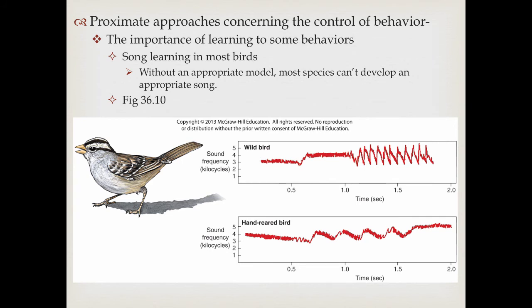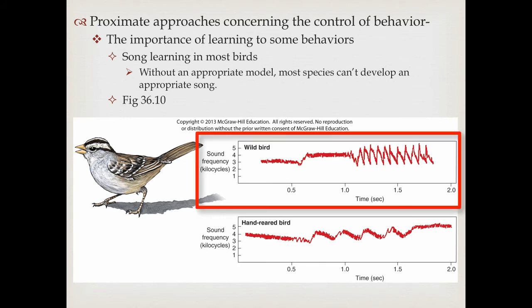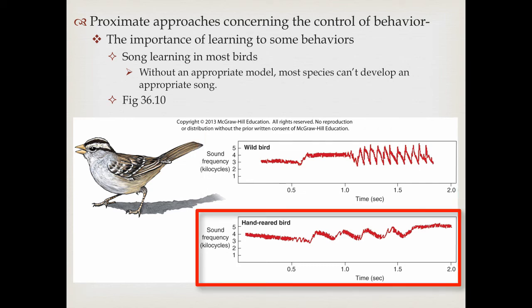Other examples of learning and how it can be important in some behaviors. Song in most birds that sing complex song has to be learned from a model. And so here you can see a wild bird that had the opportunity to listen to older birds, and that allowed this individual to produce a species-specific appropriate song. But if you hand rear individuals in a laboratory isolated away from a model, they may have the basic song down, but they can't come up with a completely appropriate song. Learning is a required part of developing this behavior.